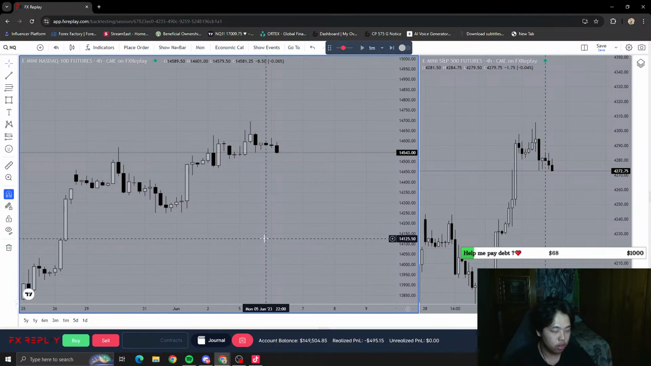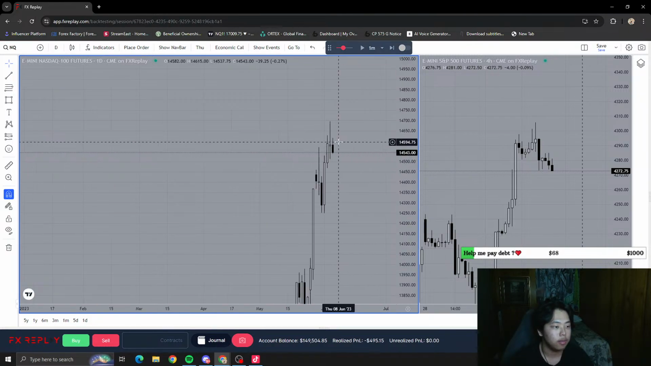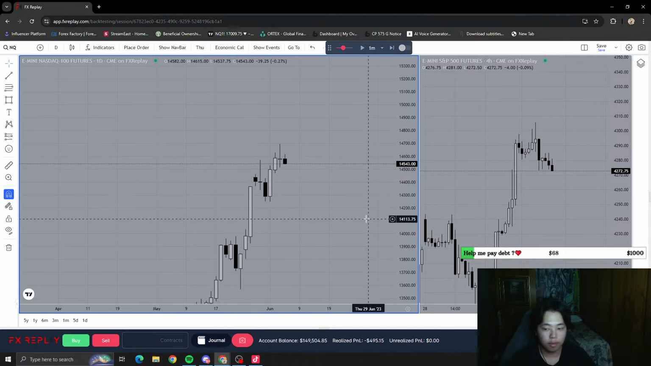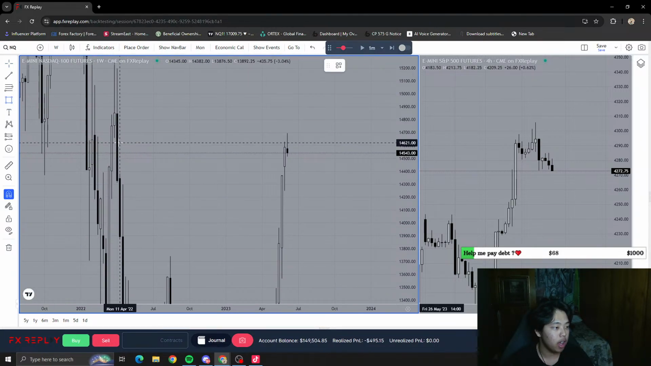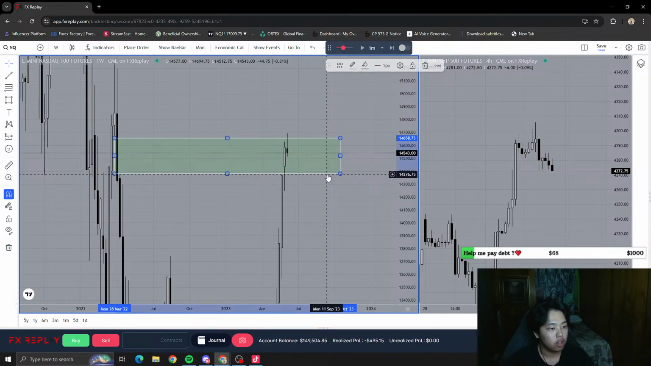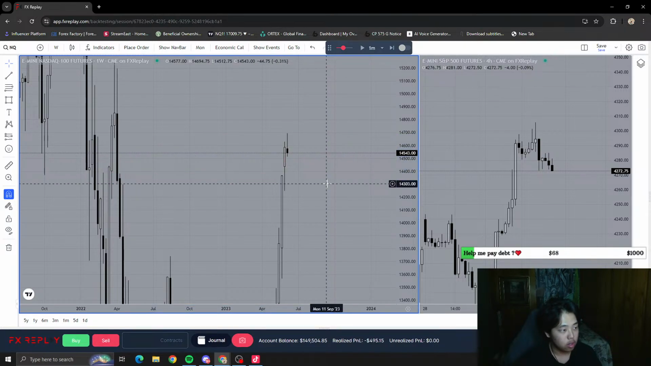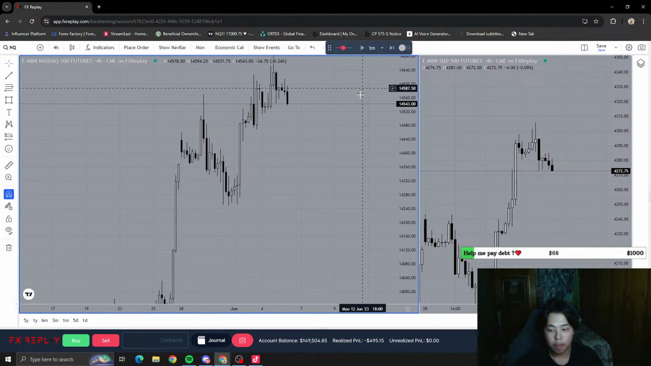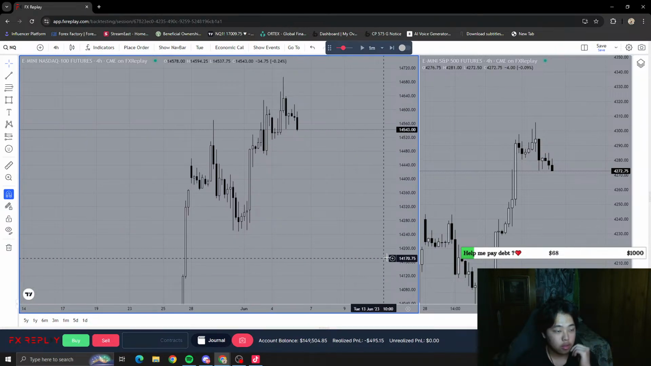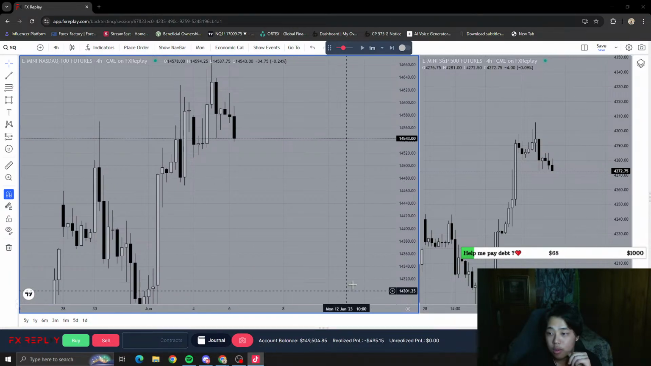So, okay, let's go ahead and do top down analysis from the daily. Or actually, from the weekly here. We're in this weekly bearish fair value gap. Let's see what happens. 4 hour. What does a 4 hour look like here?